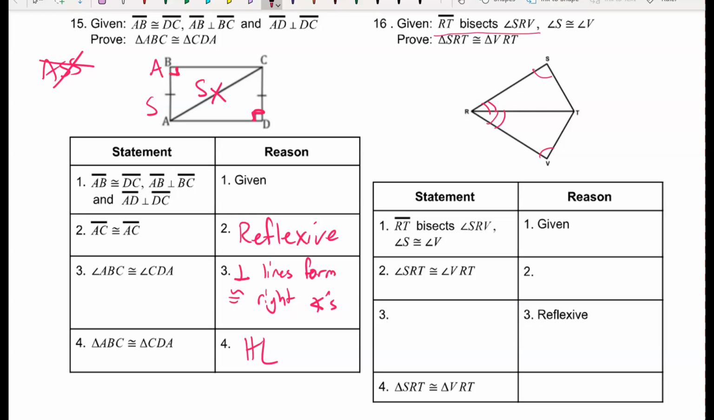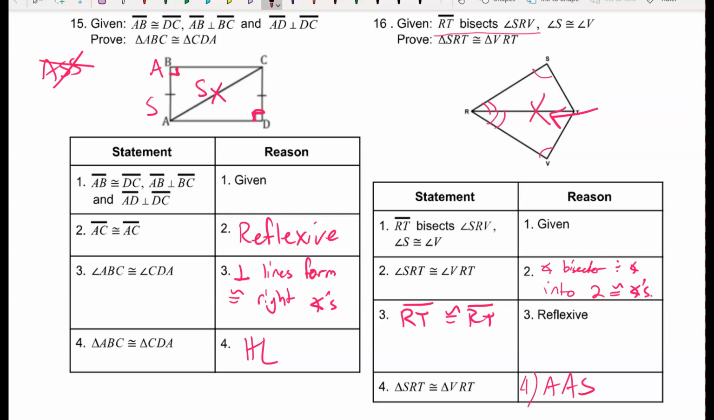They're telling me that I have a bisector. And remember that an angle bisector divides an angle into two congruent angles. So just like a segment bisector, I'm just replacing the word segment with angle in that reason. Again, these two triangles share a side, so I could say that RT is congruent to RT by the reflexive property. So by angle, angle, side, these two must be congruent.